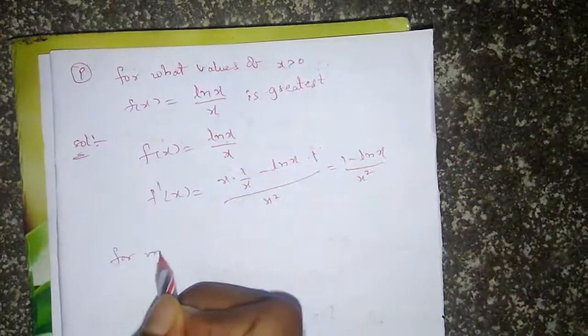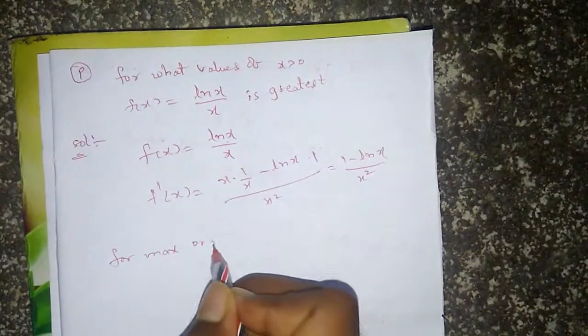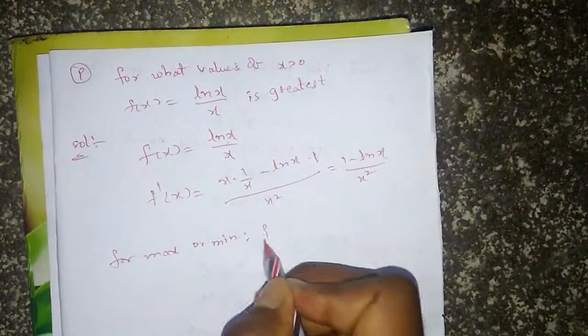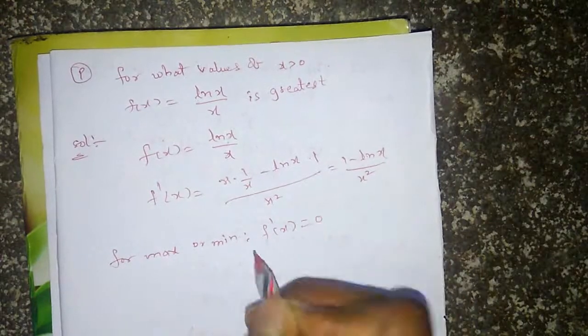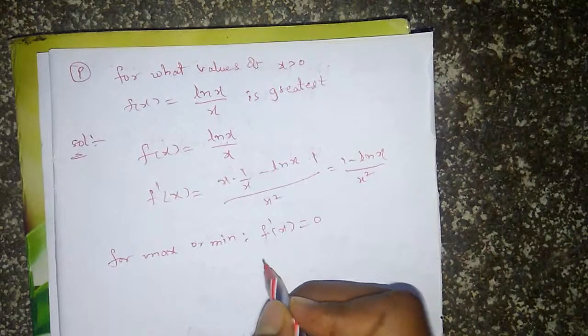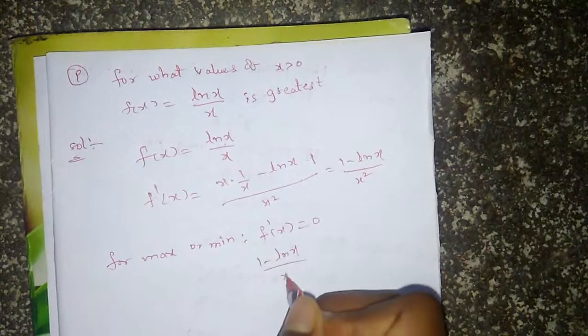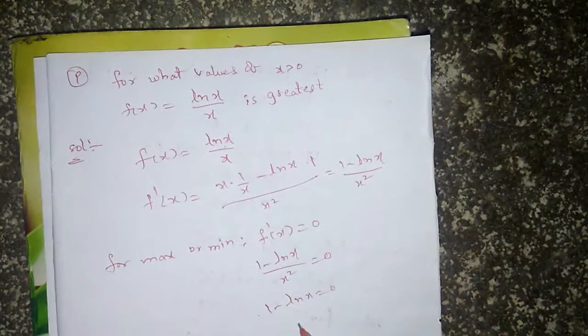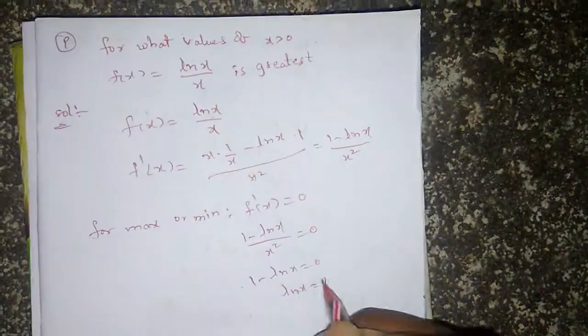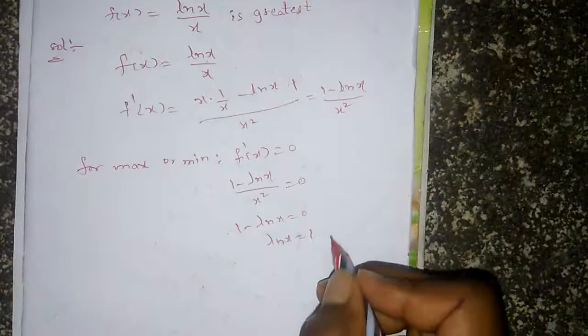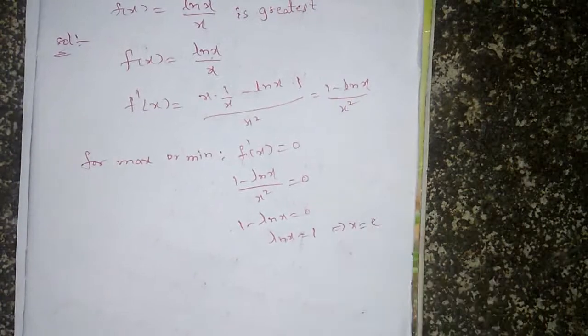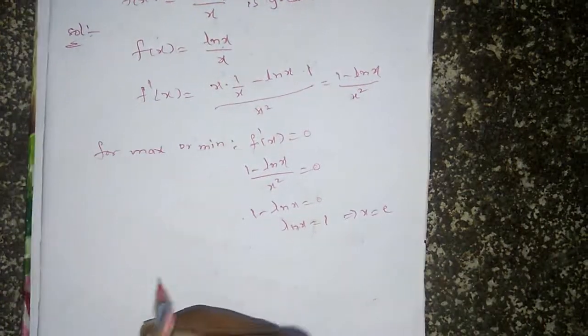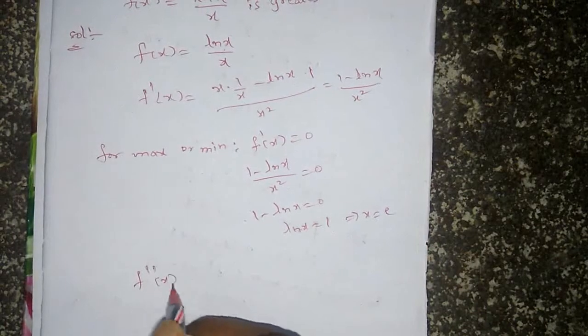So for maximum or minimum, f dash of x is equal to 0, that is 1 minus log x by x square is equal to 0, which implies 1 minus log x is equal to 0, log x is equal to 1. So that is x is equal to e. Find f double dash of x.